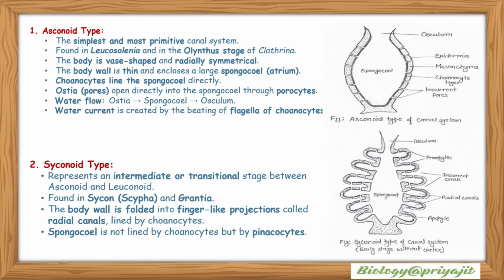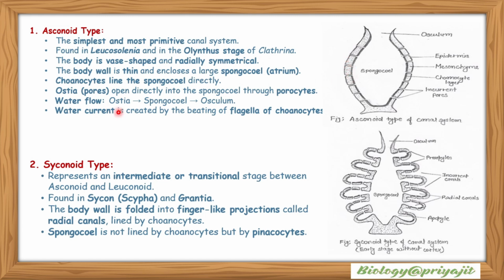Asconoid type. It is the simplest and most primitive type of canal system. It is found in animals like Leucosolenia and in the Olynthus stage of Clathrina. The body is basically vase shaped. It's a flower vase like structure, and it is radially symmetrical. The body wall is thin here, and it encloses a spongocoel or atrium. The choanocytes line the spongocoel directly. Here the ostia or pores open directly into the spongocoel through porocytes.